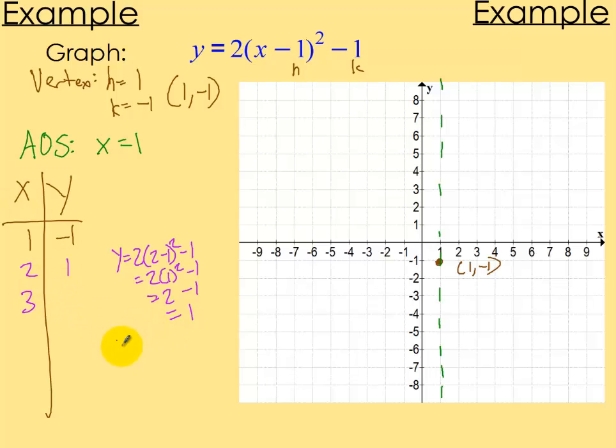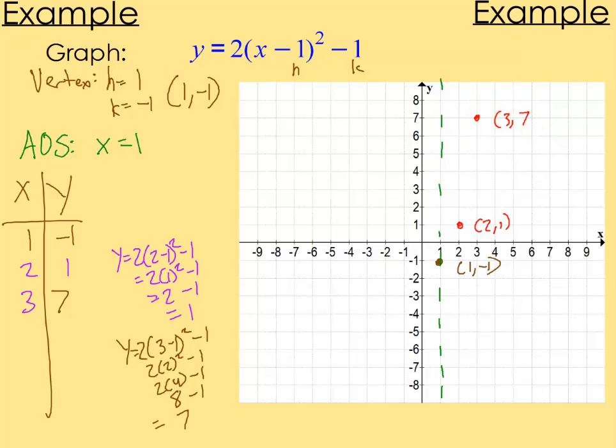For x is 3, I get y equals 2 times (3 minus 1) squared minus 1, which is 2 times 2 squared minus 1, which is 2 times 4 minus 1, which is 8 minus 1, which equals 7. So y is 7. I'm going to plot those points. So 2, 1 is right here. I'm going to label it 2, 1. And 3, 7 is right up here. I'm going to label that 3, 7.